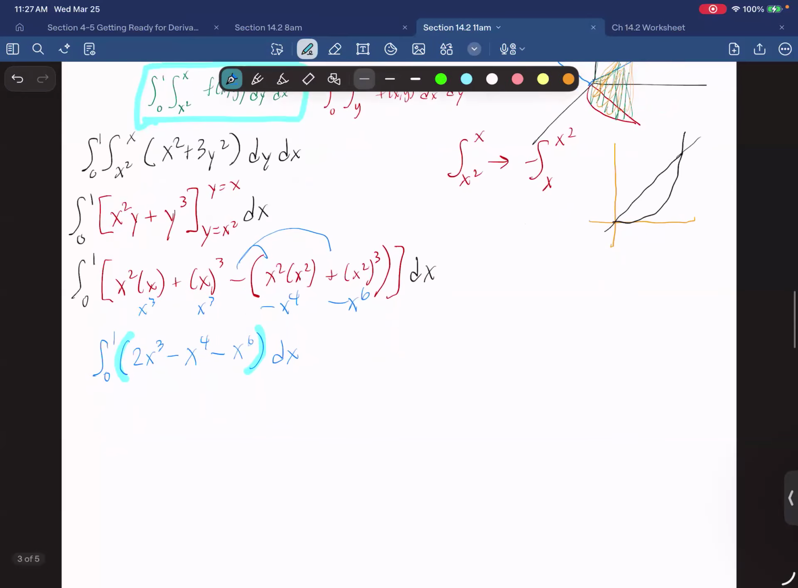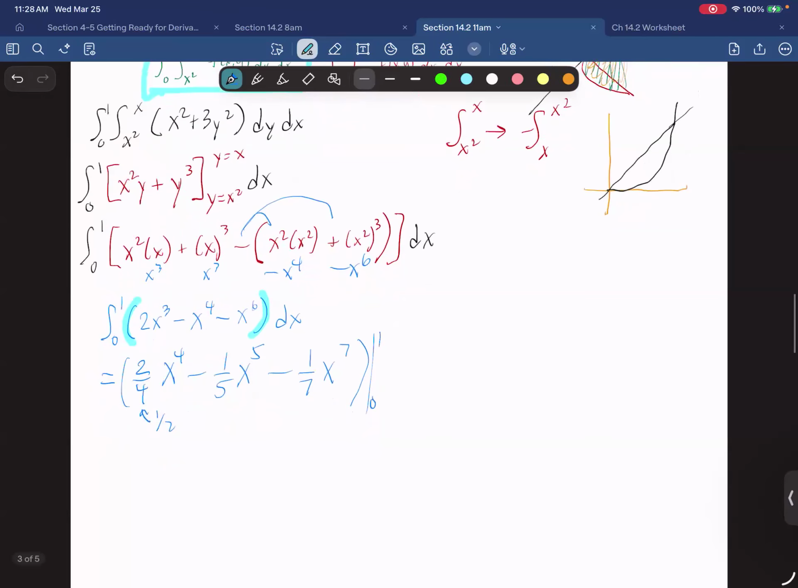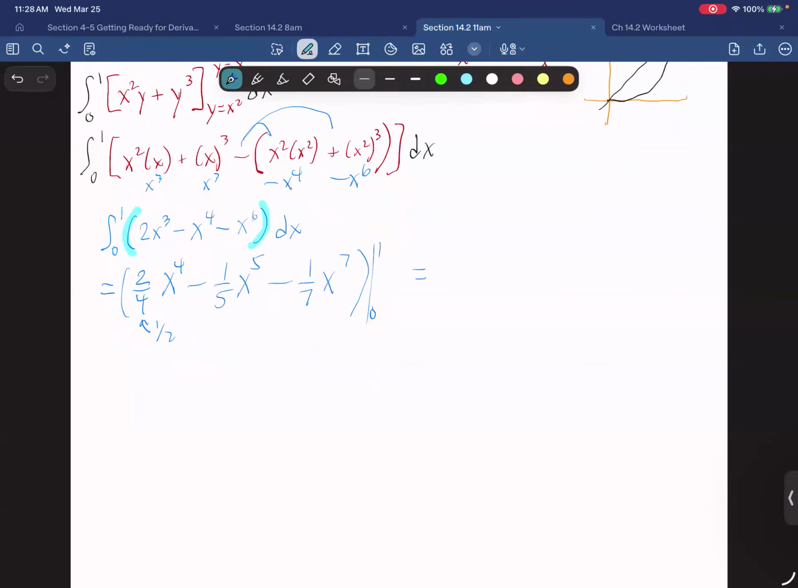This should be straightforward, hopefully, at this point. We go up a power, divide by the power. Up a power, divide by the power. Up a power, divide by the power. That'll simplify to a 1/2 there. And we're going from 0 to 1. Hopefully you guys are comfortable with me jumping straight to this right here without having to show putting in the 1 and the 0.